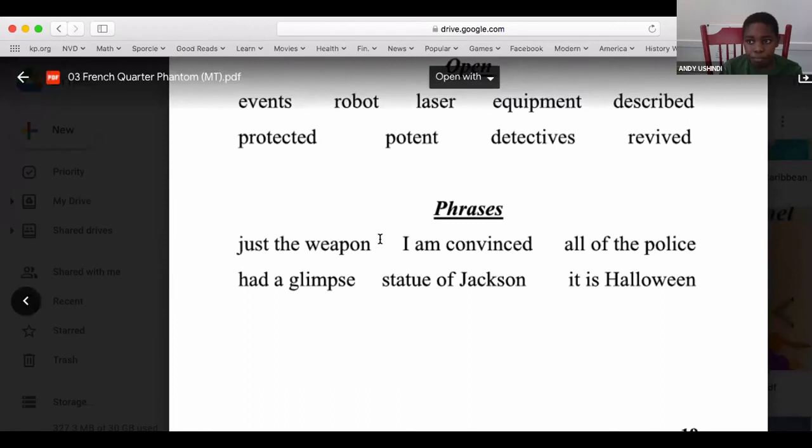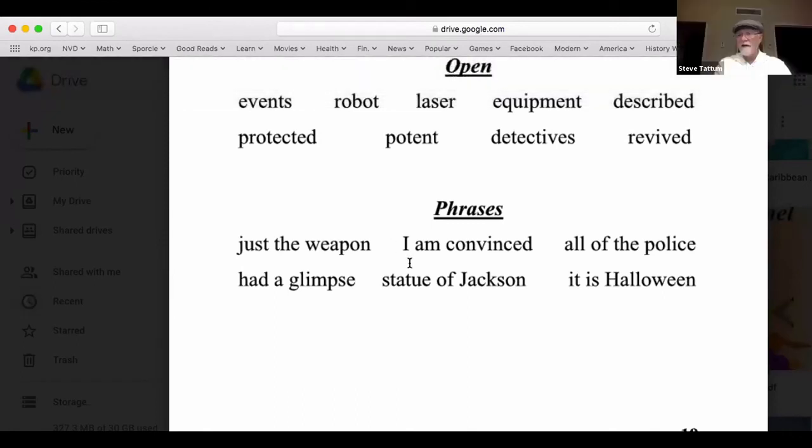All right, with the phrases, we usually read them twice together and then I'll say them. But to save time, we're just going to read them once. With me, Andy. Just a weapon. I am convinced. All of the police.